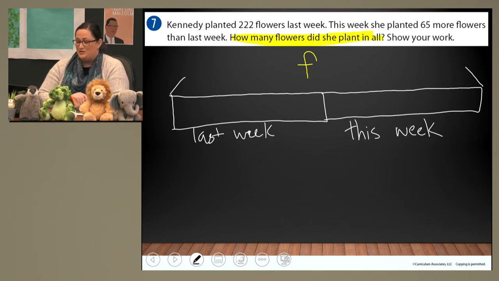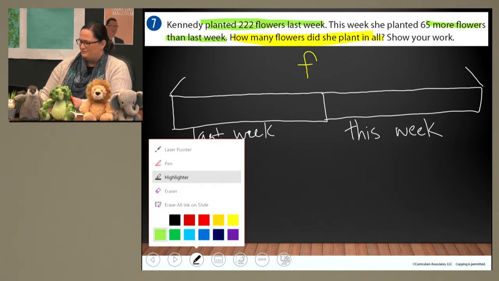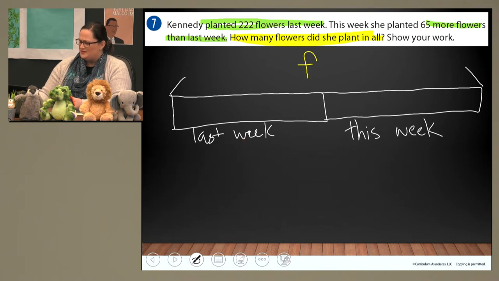Kennedy planted 222 flowers last week. That's important, planted 222 flowers last week. This week she planted 65 more flowers than last week. Is that important? Yeah, 65 more flowers than last week. So how are we gonna show this here in our bar model? What are we gonna do? Do I know last week? Yeah, 222.